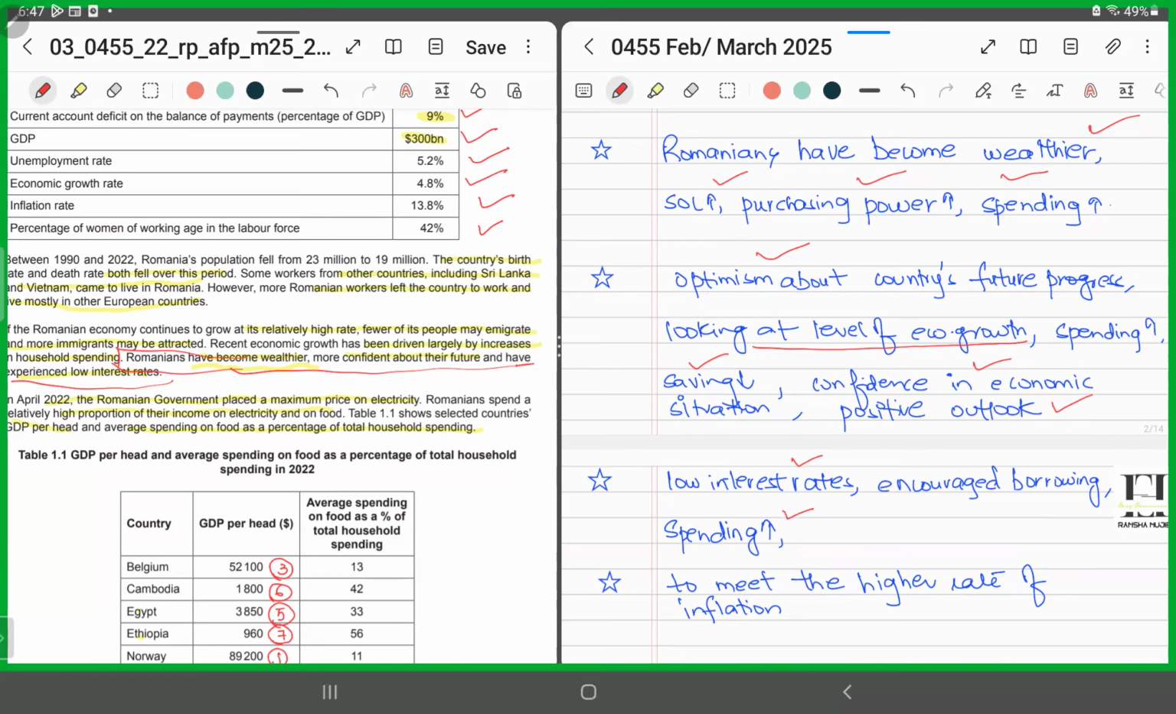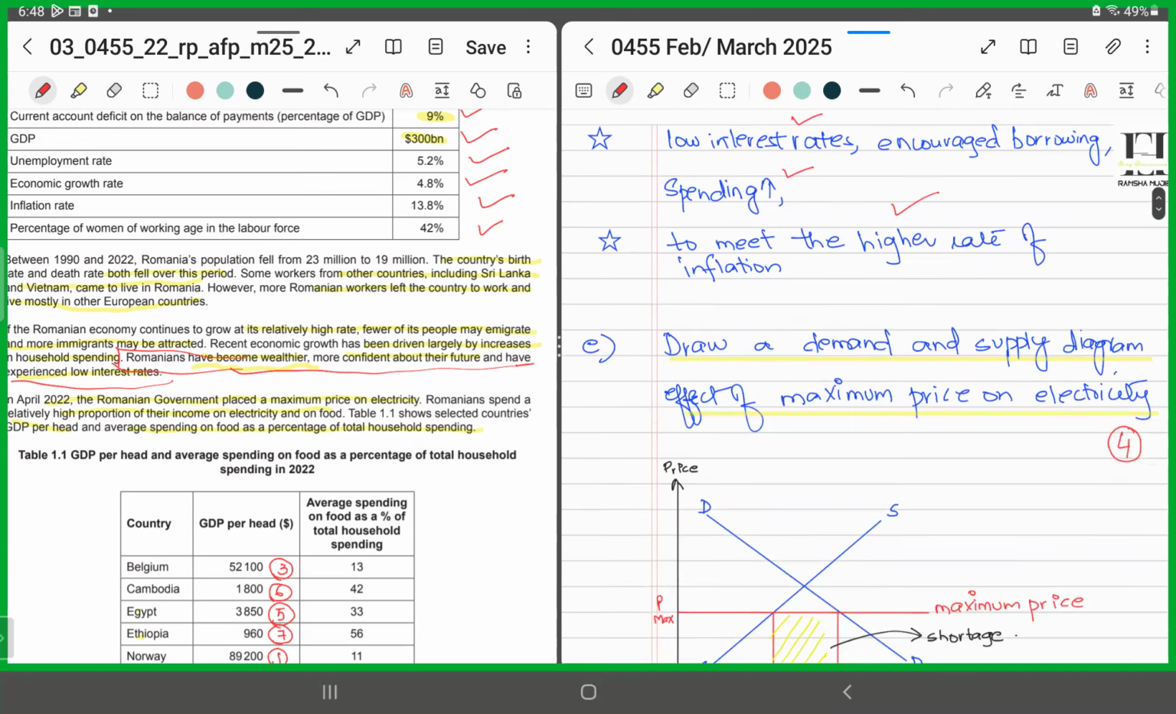Or the 4th reason could be that since the inflation is high, in order to meet the higher rate of inflation, they are spending in order to maintain that standard of living. So choose any of these 2 reasons, develop that cause and link analysis, that chain analysis, cause and effect reasoning, expand on those answers, give the explanation, and you'll get full 4 marks. I hope this is clear.